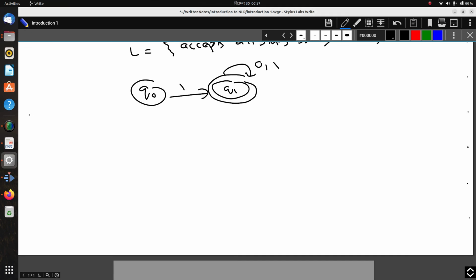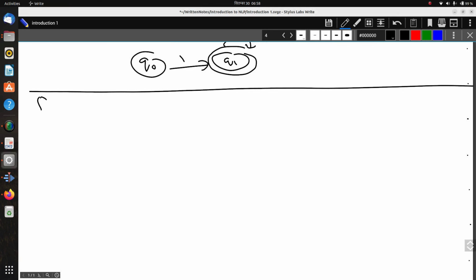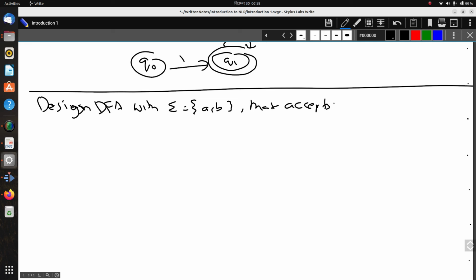We'll try one more example of DFA here. We have to design a DFA with alphabet A and B that accepts even number of A and even number of B. So how do we make this diagram?